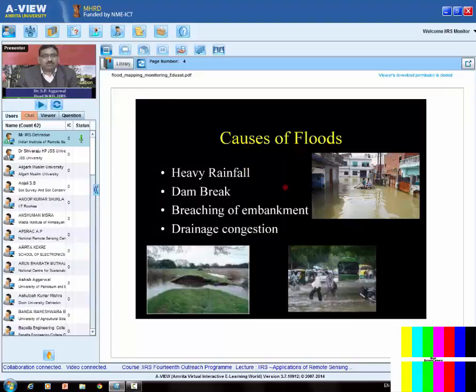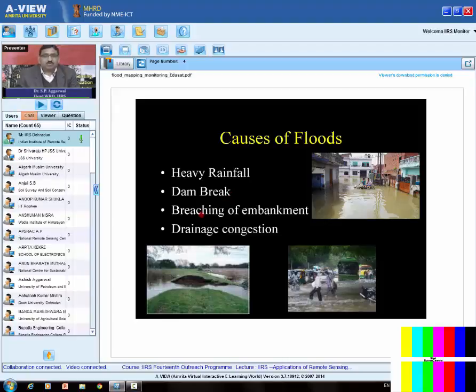So, what are the causes of the flood? The first and foremost cause of the flood is the heavy rainfall. Whenever there is a heavy rainfall, there is a chance of a flood. Now, it may be because of dam break. Sometimes it happens because of the heavy rain, entire dam is filled with the water, and because of the water pressure, dam breach is there. And you will find at the downstream area, lot of flood inundation takes place.